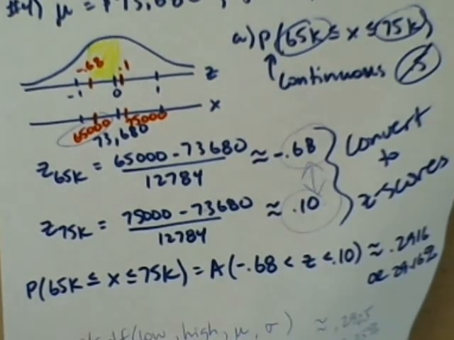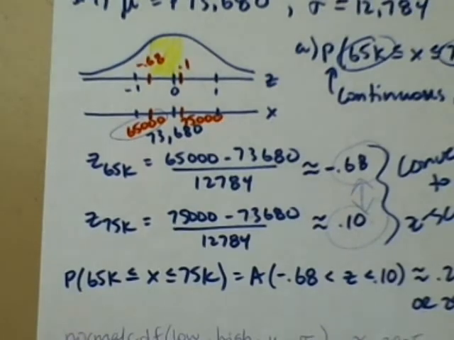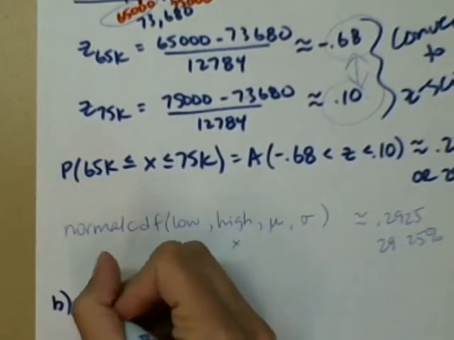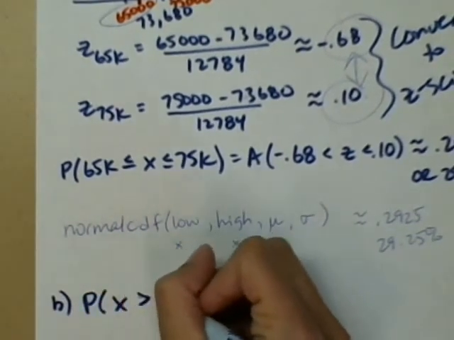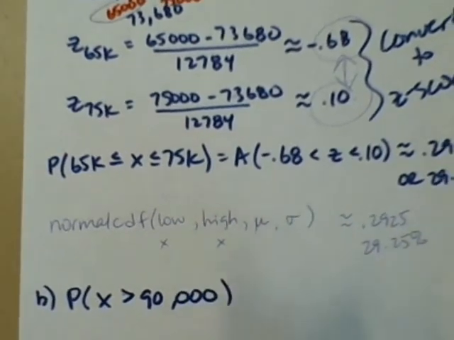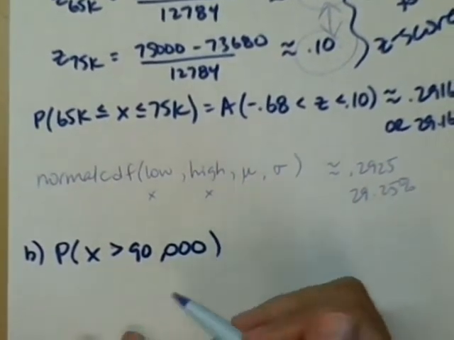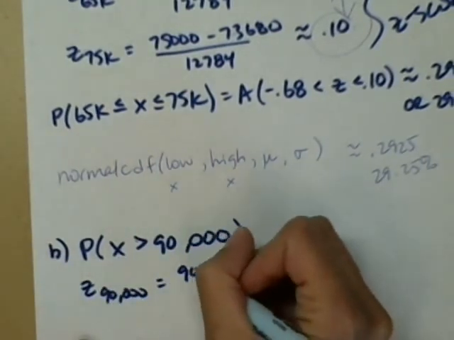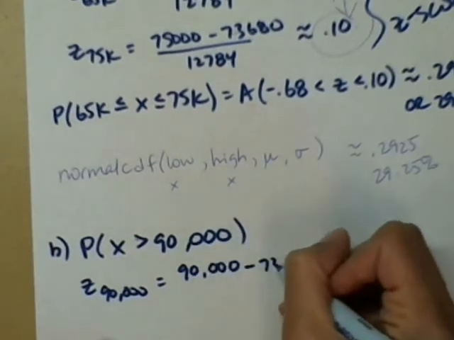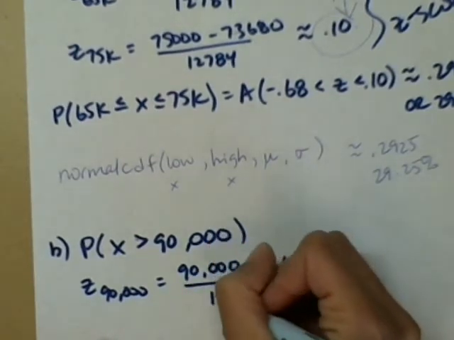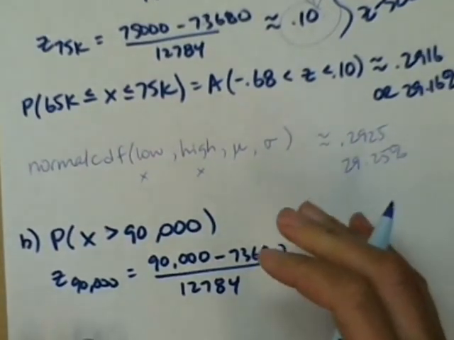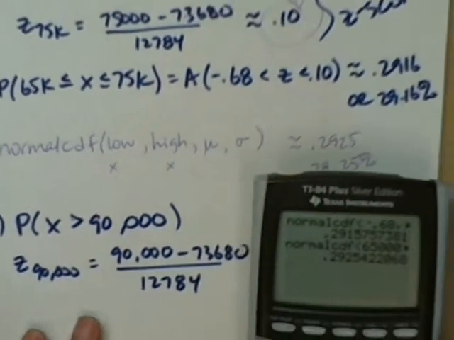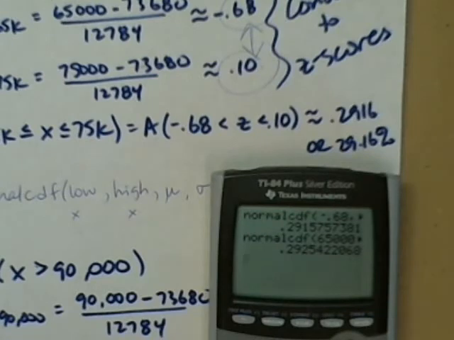Part B says more than 90,000. So for part B, we want the probability that the salary is more than 90,000. Okay, again, we don't need the continuity adjustment. I could do the z-score method, so I could do 90,000, and I would set that up exactly like I had done up above. I'm just going to get you started on this one. So I can compute it this way, or I can go back and use that normal CDF by typing in the mean and standard deviation.